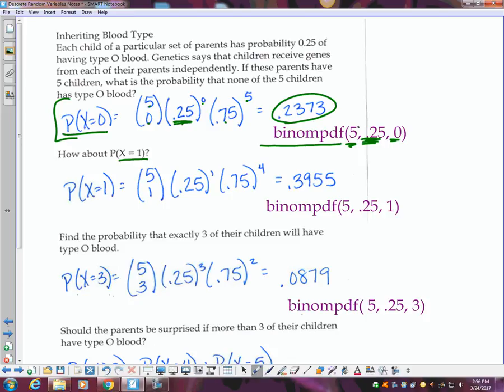Probability that X equals 1, 5 choose 1. Now I want to succeed 1 time and fail 4 times. Exactly 3, 5 choose 3. Succeed 3 times, fail twice.